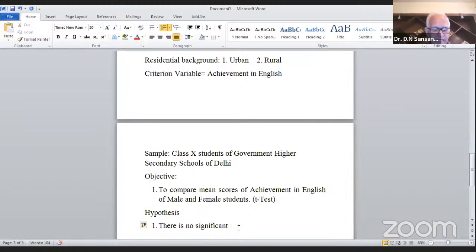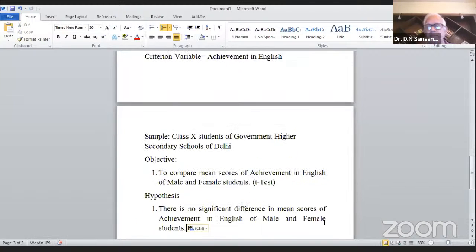So there is no significant difference in mean scores of, I can copy and paste, of achievement in English of male and female students. If this is my objective and this is my hypothesis, then how will I now analyze my data?